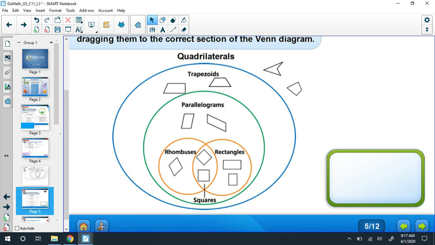Now, to clarify, this square could fit in this rectangle circle. It could fit in this rhombus circle. It fits in this parallelogram circle. It sits in this trapezoid circle. It is a quadrilateral, right? But we are going to make sure that we recognize how specific it is.